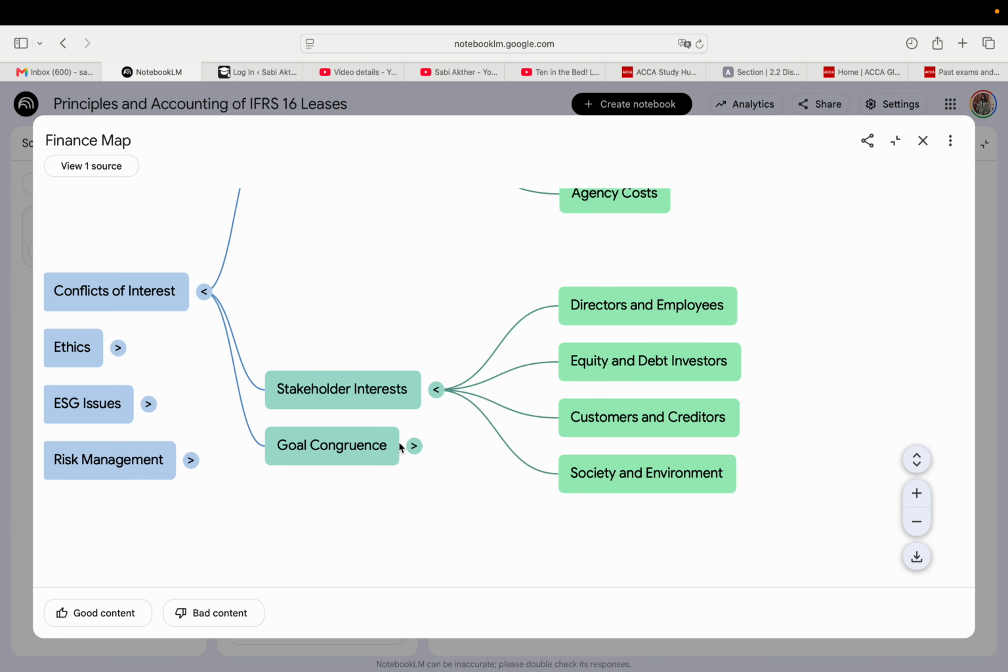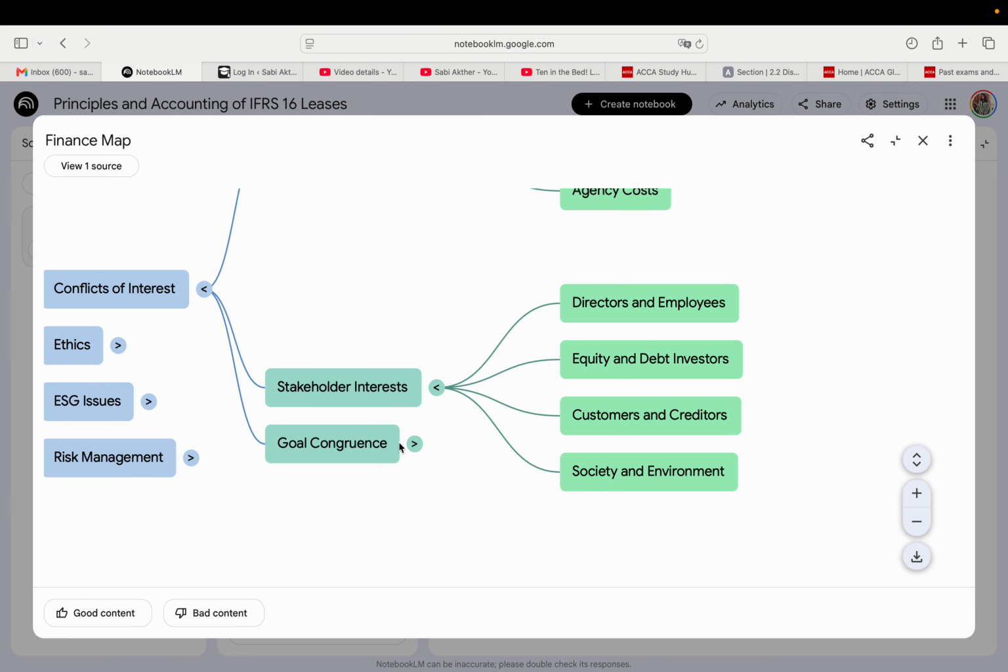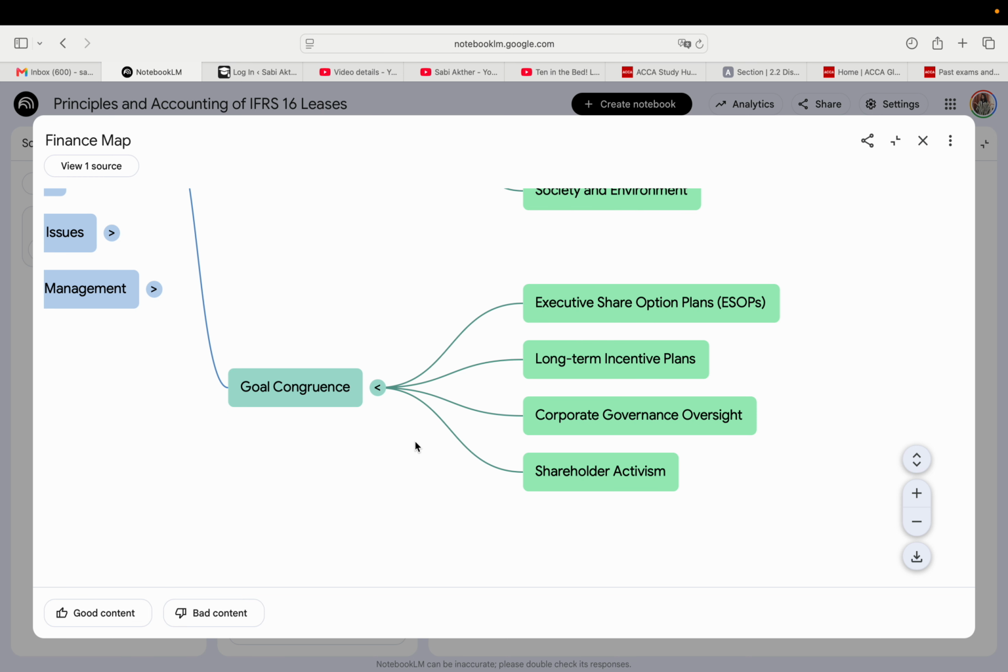Then for the stakeholders interest, there are various type of stakeholders. We'll see the interest of directors versus employees, equity versus debt, customer versus creditor, and society and environment. So we'll go through this. Then goal congruence. How can you bring the goal of the two people together? Either by executive share option plan, long-term incentive plan, corporate governance oversight, or shareholder activism. So all this in detail is covered in my lecture 1.